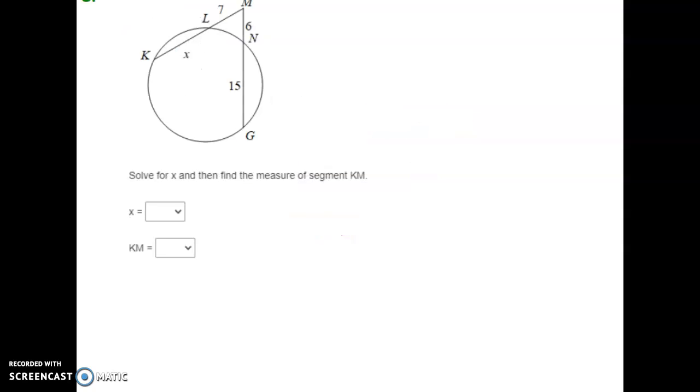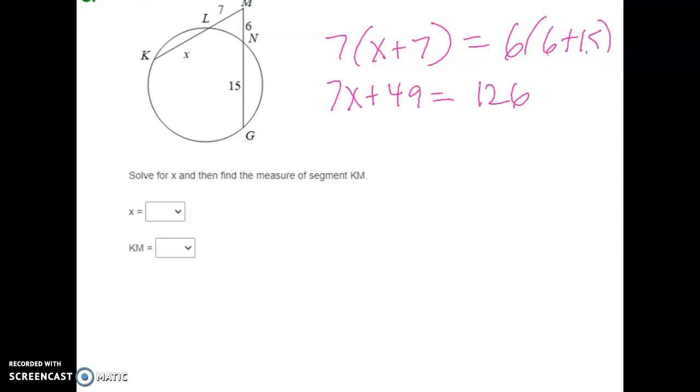Number 8, solve for x. Okay, so that's the exterior times the entire length, x times x plus 7, equals exterior times the entire length, which is 6 times 6 plus 15. So when you go ahead and multiply this out, you will get 7x plus 49 equals 126. Solve for x, and you will get x is 11. And now they're also asking for the length of KM. Well, since x is now 11, the length of KM is 11 plus 7, so that makes the length of KM 18.